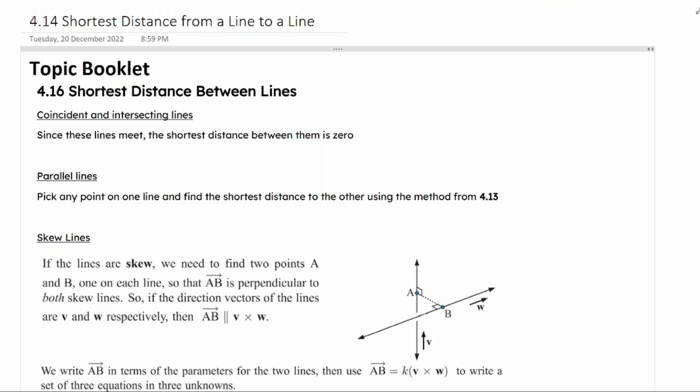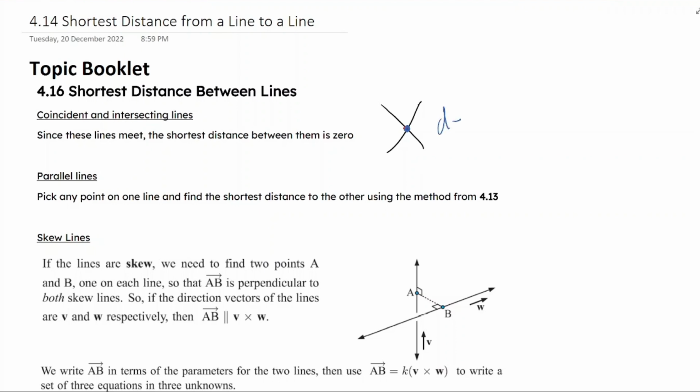Alrighty, in this video we're going to talk about the shortest distance between two lines, and it really depends on what those two lines look like. So for example, if the lines are already two lines that are intersecting, you can pick any point on the line. So let's pick this point on the first line and then this other point on the second line, which is literally the same point because they're intersecting. Here the distance is 0 because those lines are actually touching.